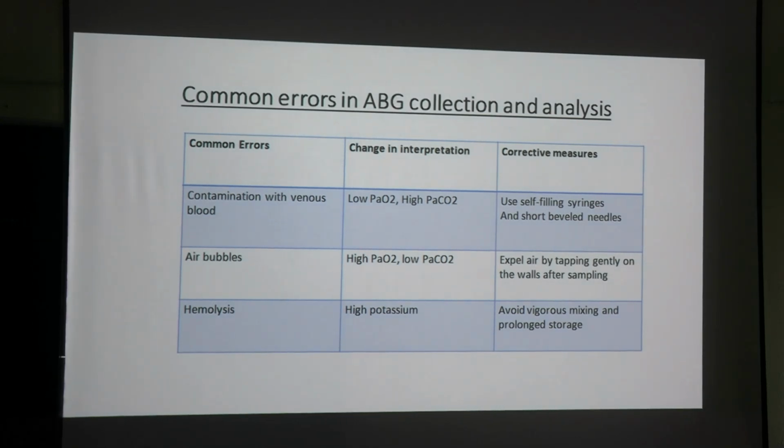So what are the corrective measures? What can we do? We will use self-filling syringe. So we don't have to draw. Blood will automatically come in the syringe. Okay. And short beveled needles. If we use large beveled needles, that will puncture both arteries and vein. Okay. So there will be contamination with venous blood.